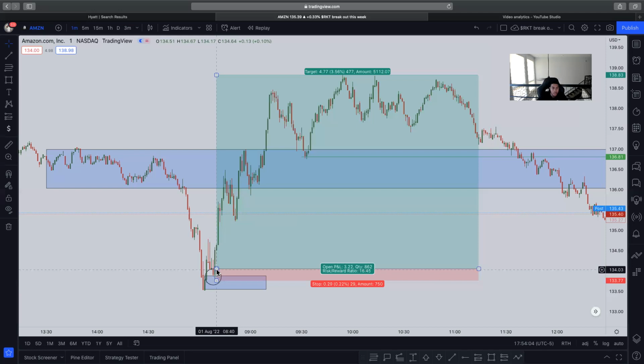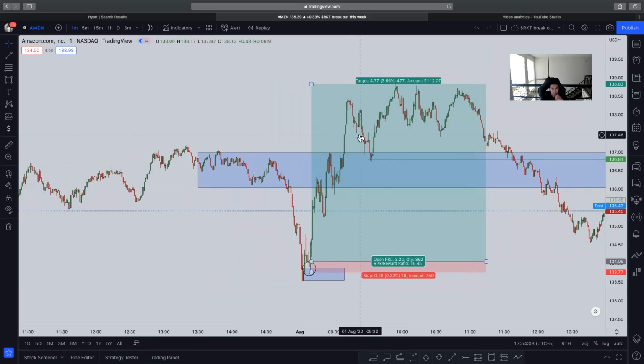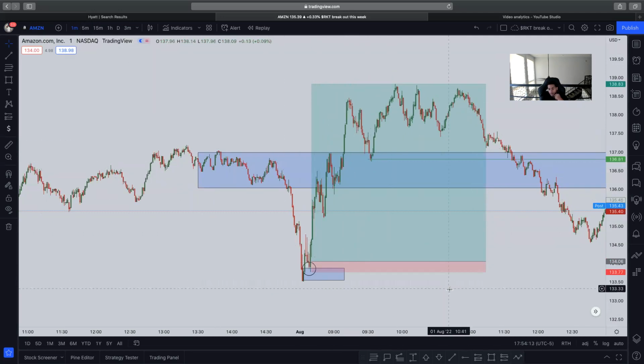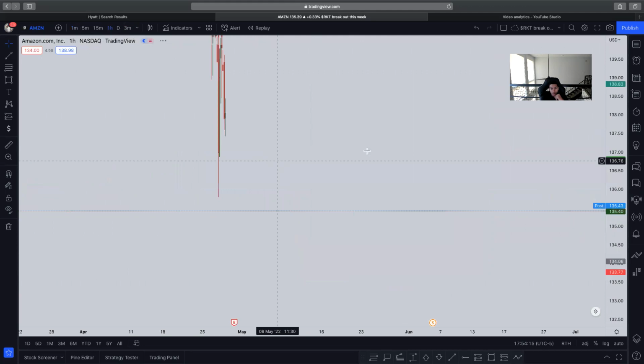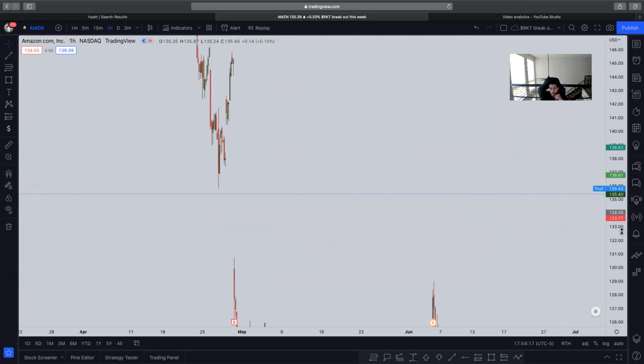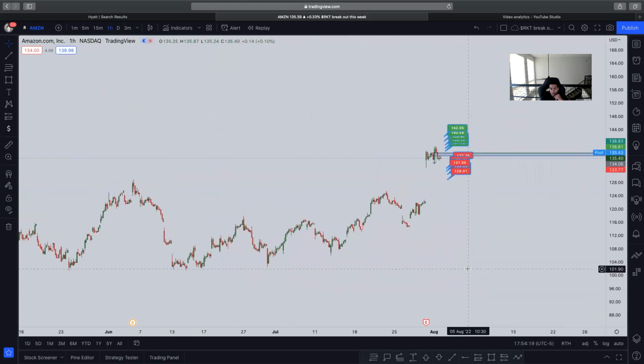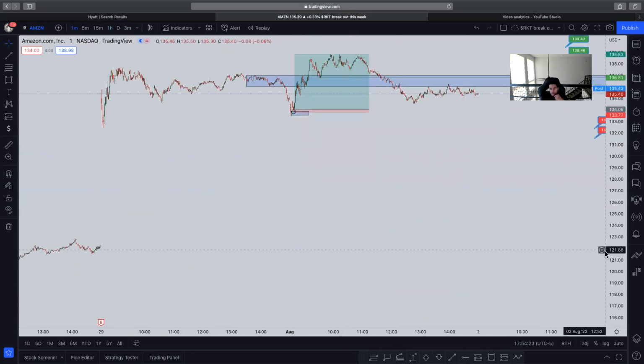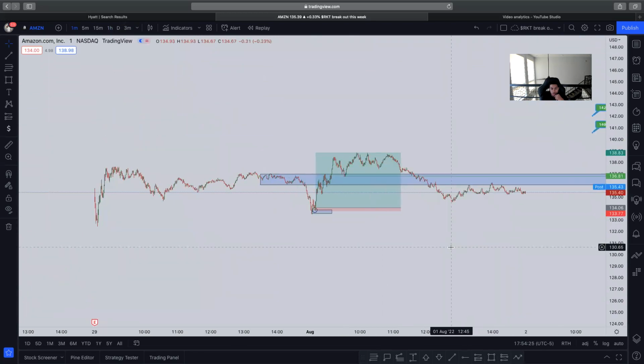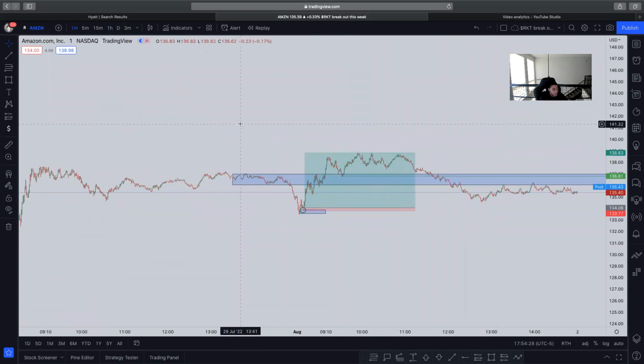Yeah, ended up clocking out a 76% return on this. It looks like a huge move only because we're on a 1 minute time frame. But if we switch to like a 1 hour, it's not gonna look that big. Yeah, it's not that big. But this is what I look for, just like that. This is how I trade all the time.